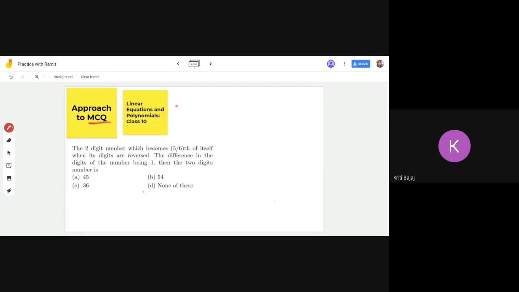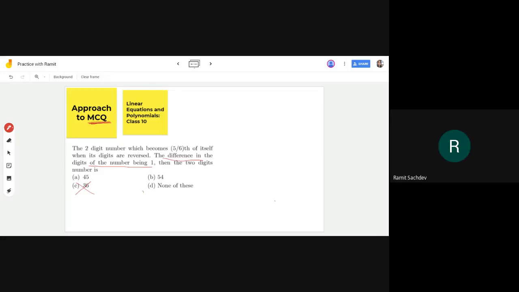So in this case, just check. The difference in the digits of the number is 1. So which option do you know is surely not an answer? 36. So we eliminate this option, right? Now, 45 and 54 are two possible contenders for the answer, right? So what we'll try and see, the two-digit number becomes 5/6 of itself. That means it becomes smaller or larger than itself by reversing it.